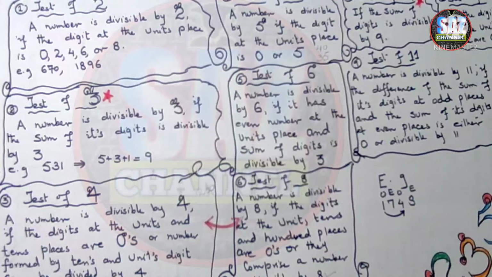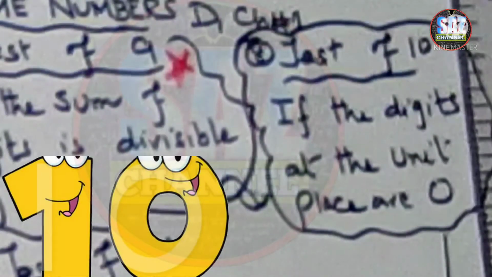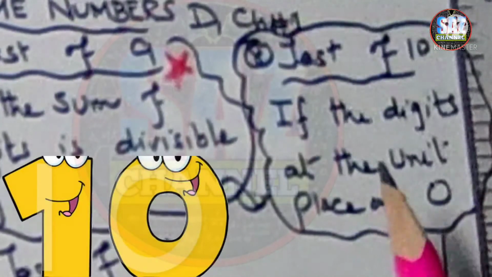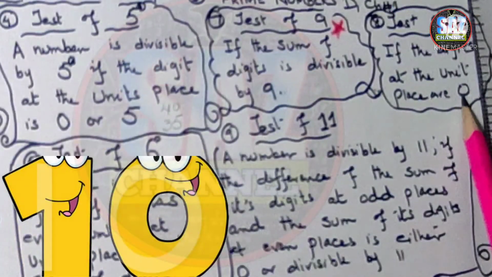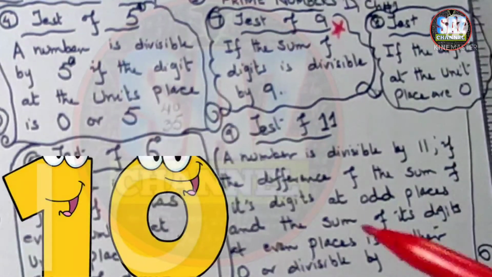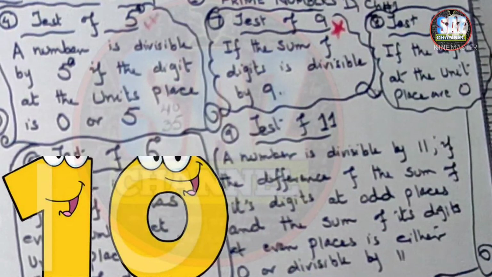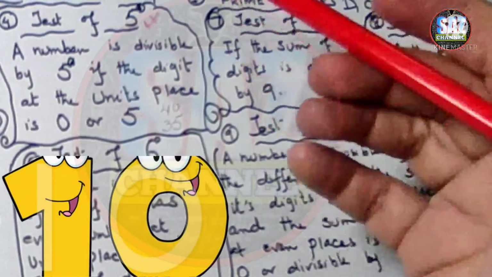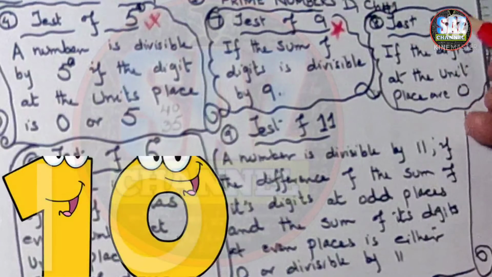And then moving to the next test, which is really easy, the divisibility test of 10. The divisibility test of 10 says that if the digit at the unit place is 0, then the number is divisible by 10. This test is somehow similar to the test of 5, because the divisibility test of 5 says that a number is divisible by 5 if the digit at the unit place is 0 or 5.